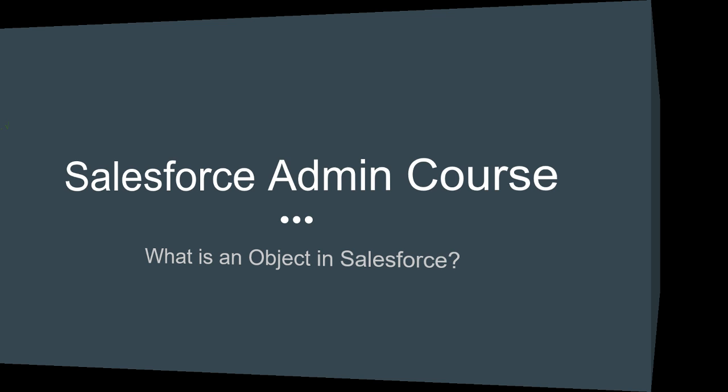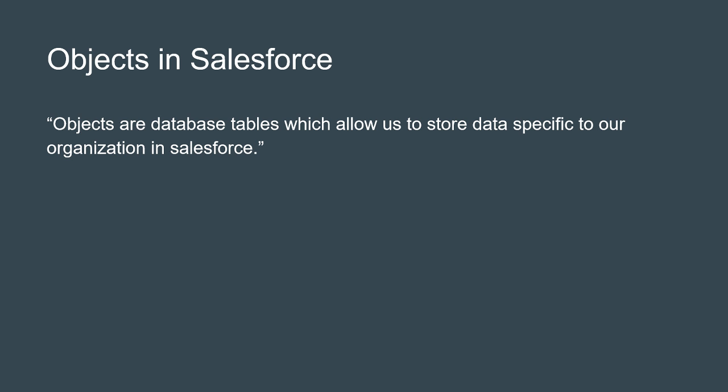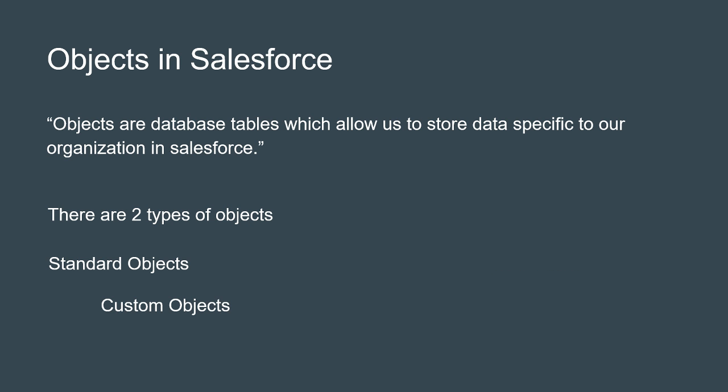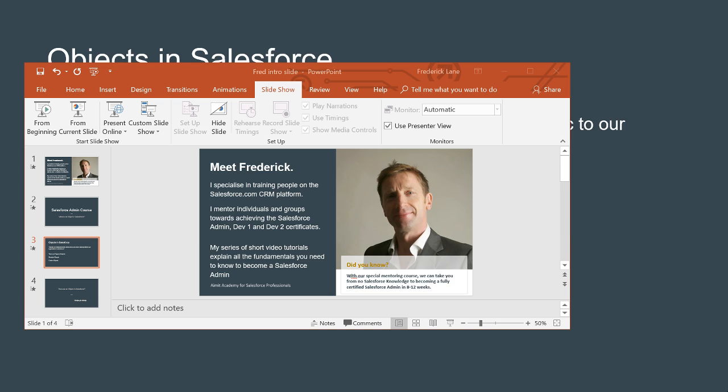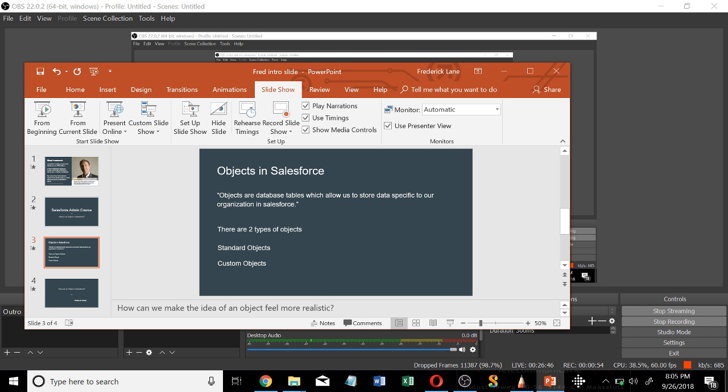Objects in Salesforce. Objects are database tables which allow us to store data specific to our organization in Salesforce. There are two types of objects: standard objects and custom objects. We will discuss and understand these concepts together, but first let us just focus on standard objects. So let's try to understand how objects are database tables. The best way to do this is to look at a typical day-to-day example of a spreadsheet.